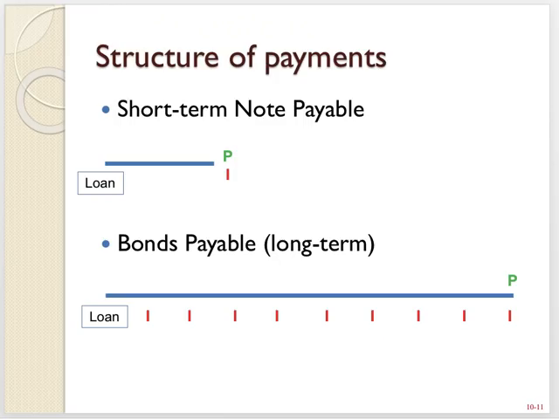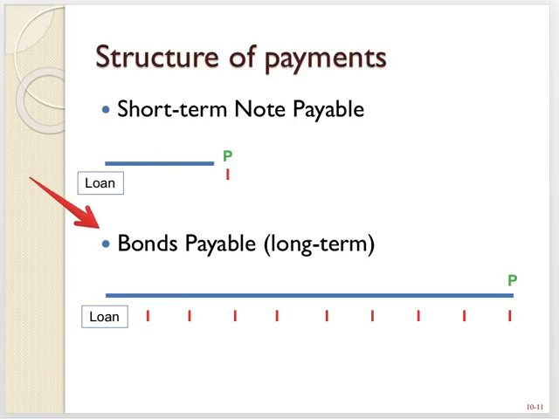Now, in Chapter 9, we learned about short-term notes payable. And the examples we were looking at were all for less than a year. When the loan is less than a year, if this is the timeline of our loan, the loan starts here and we repay the principal and the interest all at the end of the loan period. And that's because it's a short amount of time.